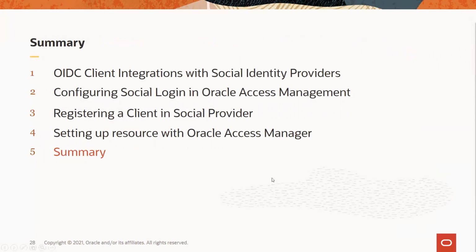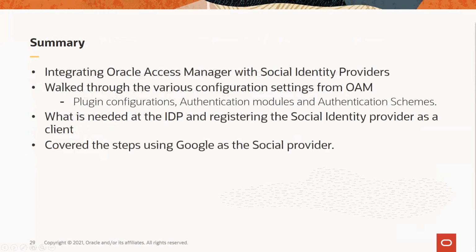To summarize what we covered, we walked through how we integrate Oracle Access Manager with social identity providers. We walked through the various configuration settings from the OAM perspective: the plugin, authentication modules, authentication scheme, and setting up the protected resource. Then what is needed at the plugins in terms of configuring with the IDP. We also saw an example of how to create a client and register that client with the OpenID Connect plugin. And then, of course, we showed with an example Google as the social provider.